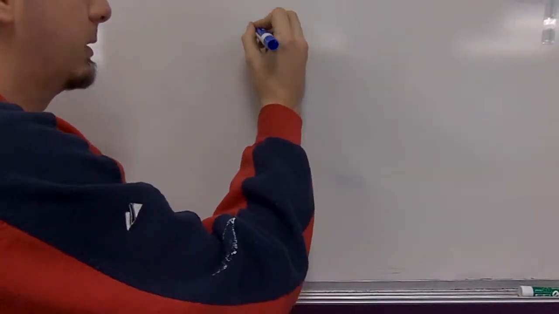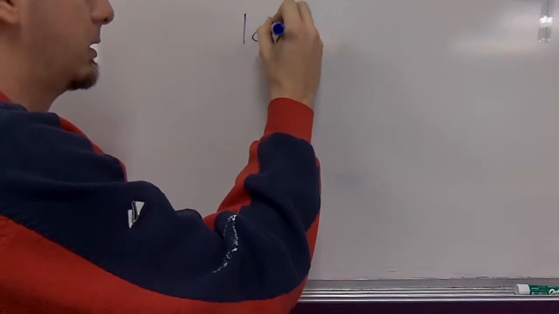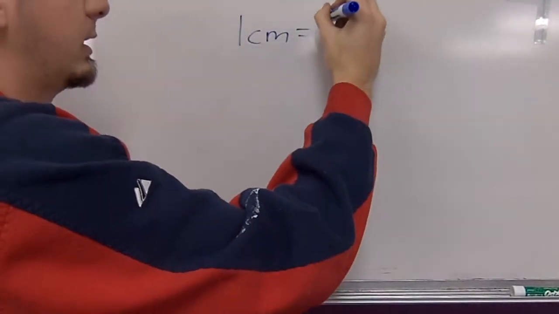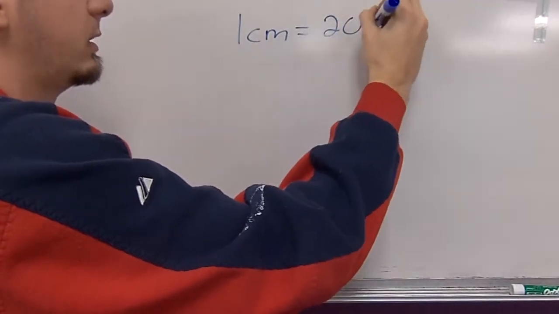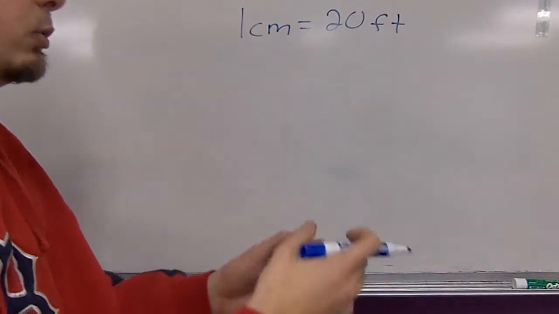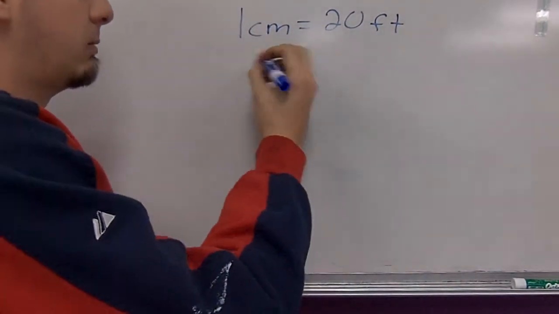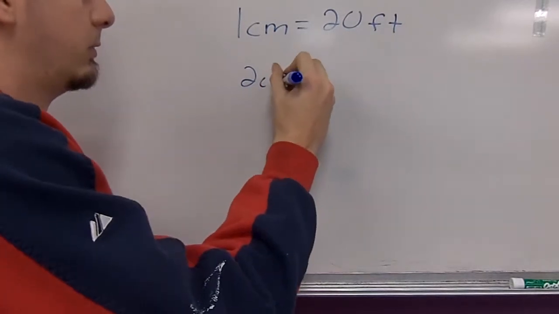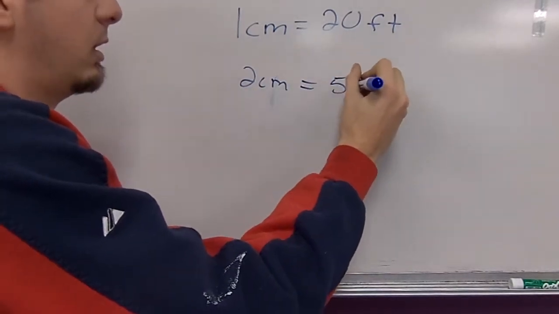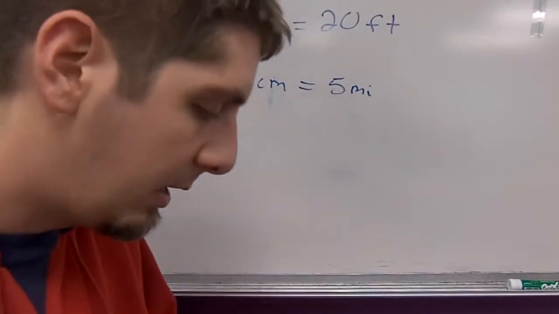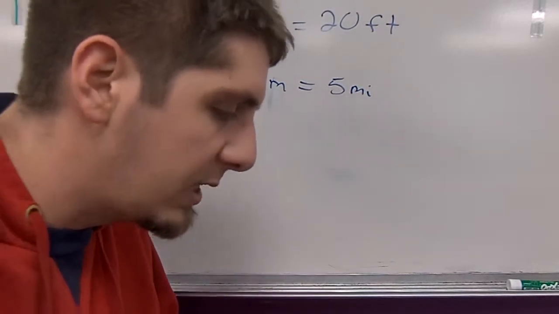But a scale factor might be, for example, that 1 centimeter equals, let's say we'll go with 20 feet. Okay, so for every 1 centimeter on the model, that equals 20 feet on the original. You might also see something like 2 centimeters equals 5 miles. So there's all kinds of different scale factors you'll see depending on what it is you're looking at.